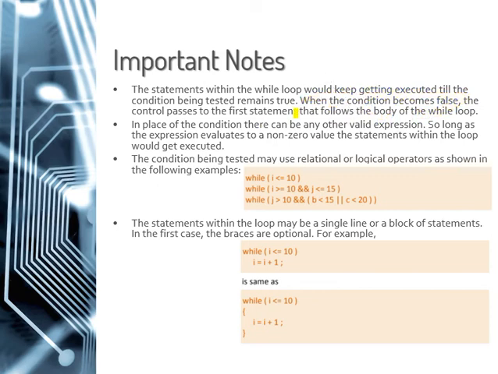Okay, so when the condition becomes false, the control passes to the first statement following the body of the while loop. Okay, so kani siya dili mo execute. Okay, in place of the condition, there can be any other valid expression so long as the expression evaluates to a non-zero value. The statement within the loop should be executed.